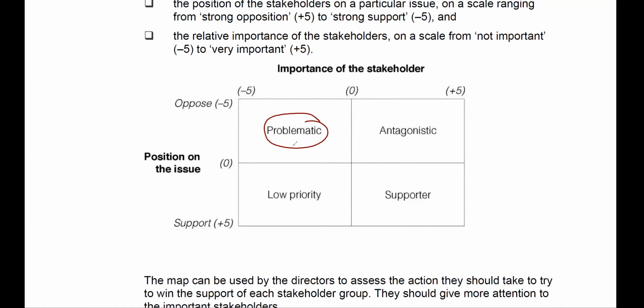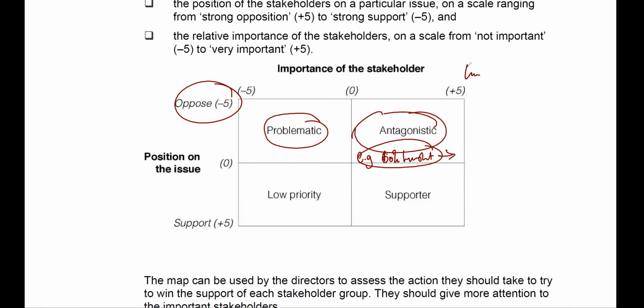Problematic stakeholders. Then we have those who are important, right? They are very important to you, but they also oppose you. These people are called antagonistic. Let me give you an example. Let's say a shareholder who has 60% investment in the company, and you are pursuing a strategy, and this majority shareholder doesn't want to agree.